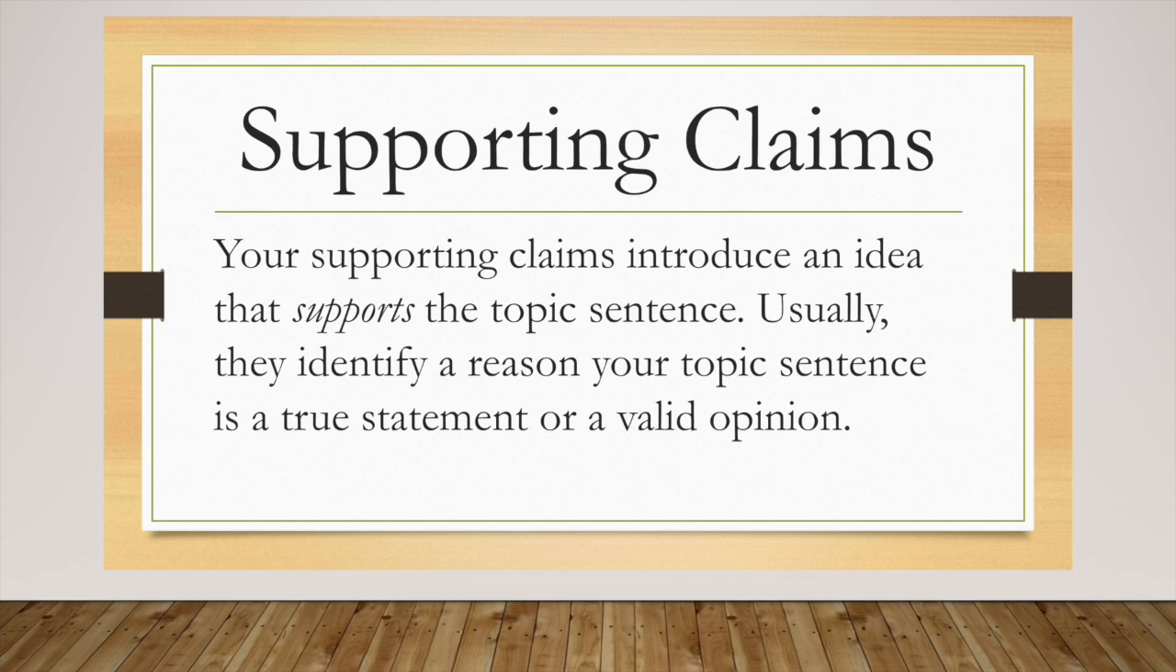The supporting claims introduce an idea that supports the topic sentence, and usually they identify a reason your topic sentence is a true statement or a valid opinion. So if you're saying that a character has changed a lot over the course of a text, then your supporting claim number 1 might be how the character was at the beginning of the text. Number 2 could be what the character was like in the middle of the text. And then number 3 would be how the character was at the end of the text.